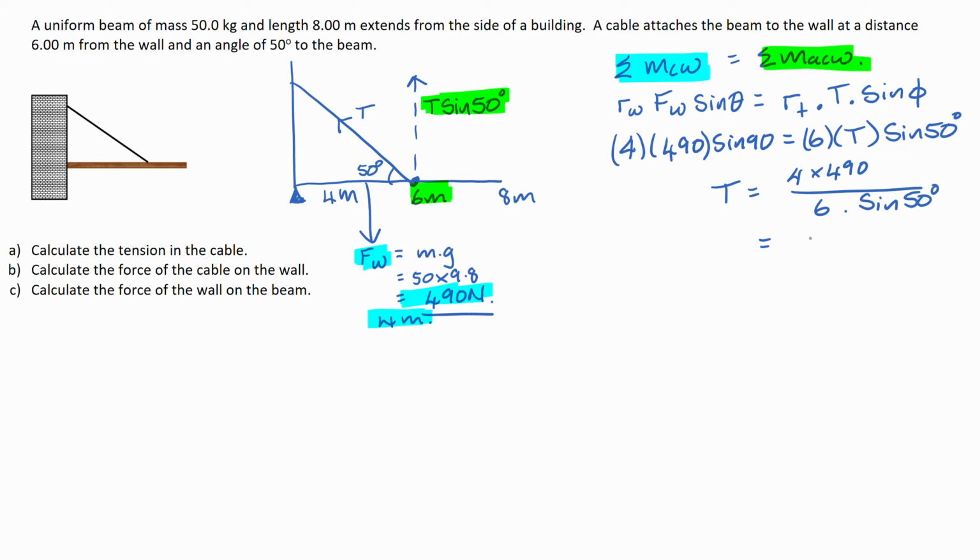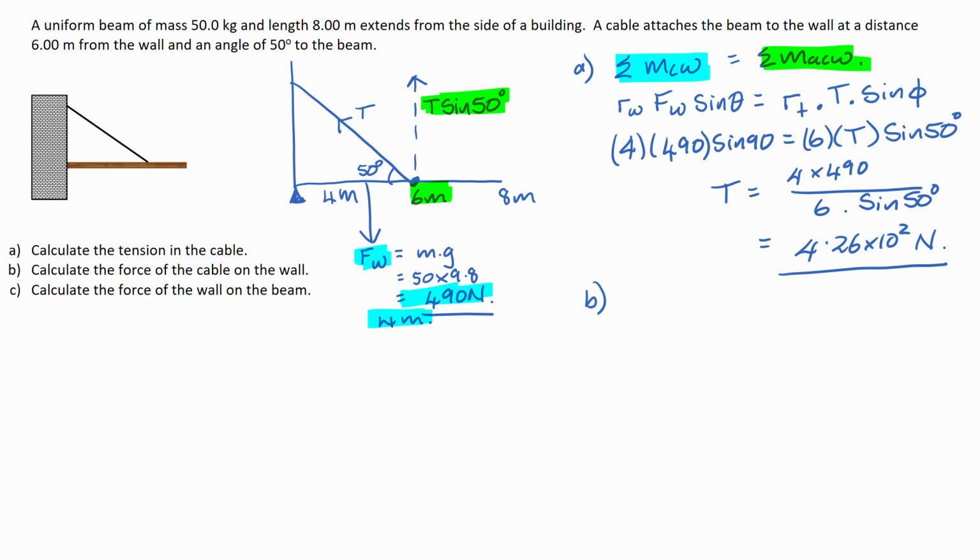And hopefully when you put that through your calculator, you end up with 426 newtons. Okay, tension doesn't have a direction. All right, now that's part A. Part B is actually quite straightforward. Calculate the force of the cable on the wall.